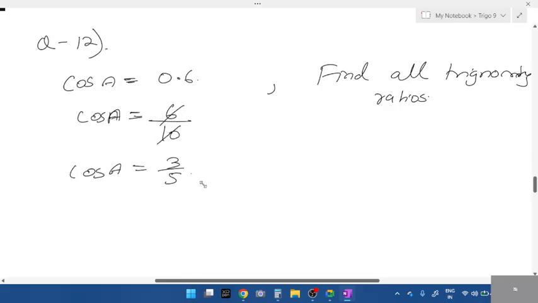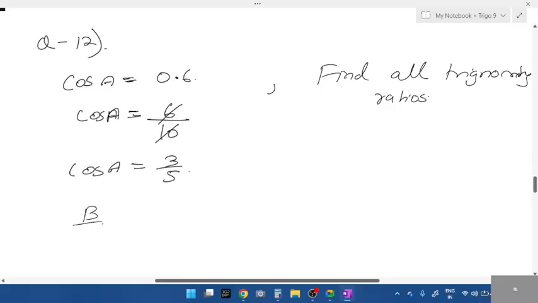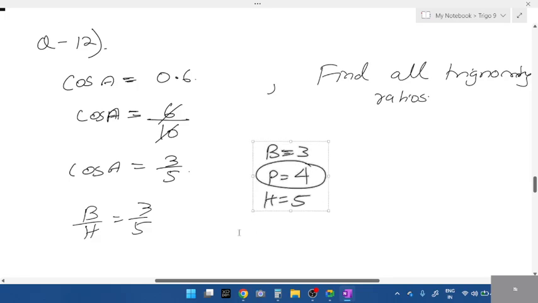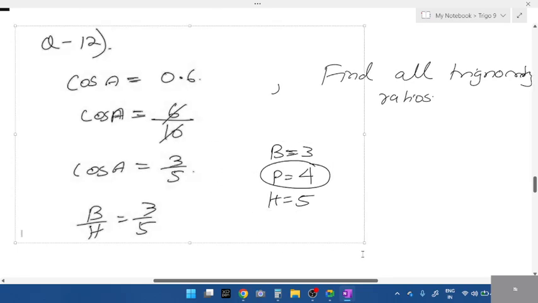Very good. Base by hypotenuse. So cos is equal to base by hypotenuse. What is the base value? Base is equal to 3. Hypotenuse is equal to which combination I told you? What should you get? What's the other number? Very good. So what will be the perpendicular value? 4. Even if you apply Pythagoras theorem and check, you'll definitely get 4. Is it clear? This is how we have to solve.